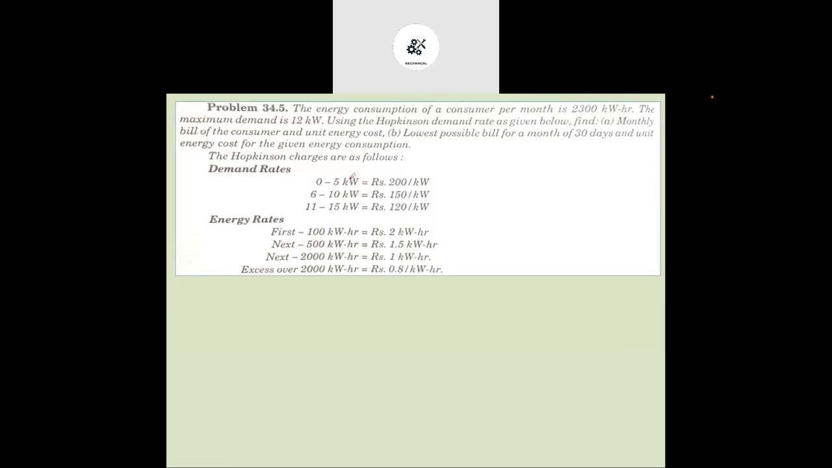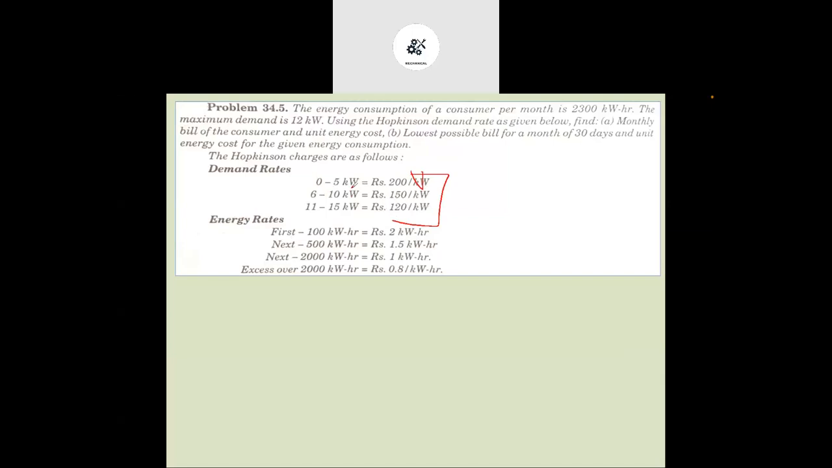Demand rates are given: for 0 to 5 kilowatt, the rate is 200 rupees per kilowatt. For 6 to 10 kilowatt, the rate decreases to 150 rupees per kilowatt. When the demand is between 11 to 15 kilowatt, the rate decreases again to 120 rupees per kilowatt. That is the demand rate. And the energy rate is given here.